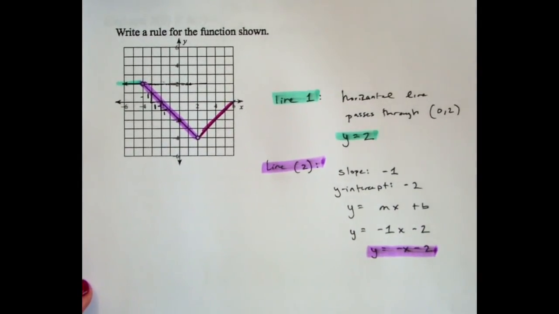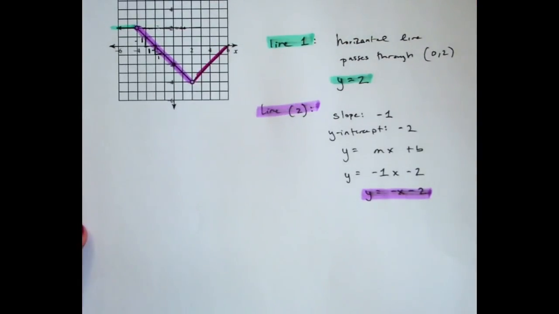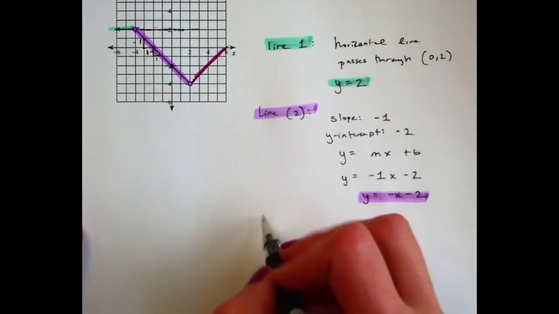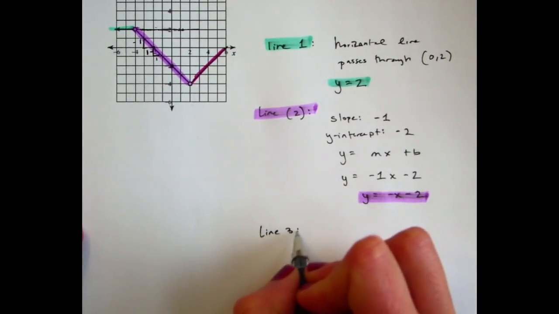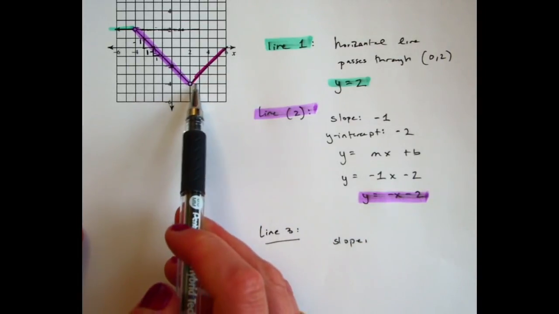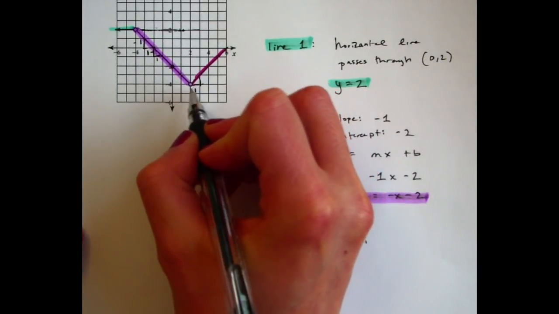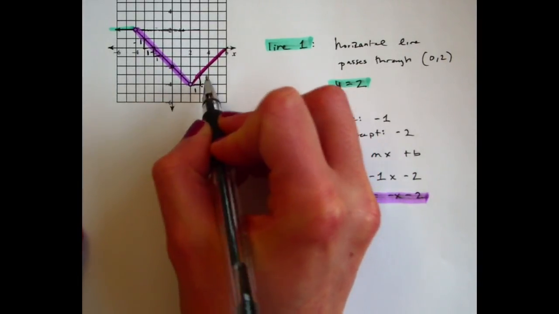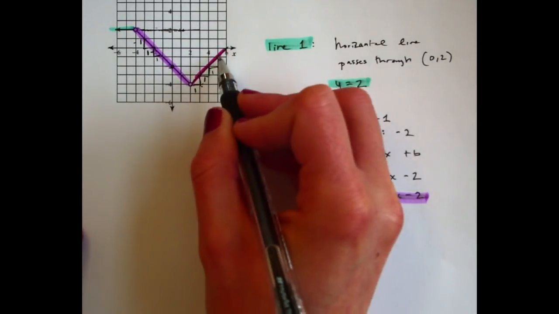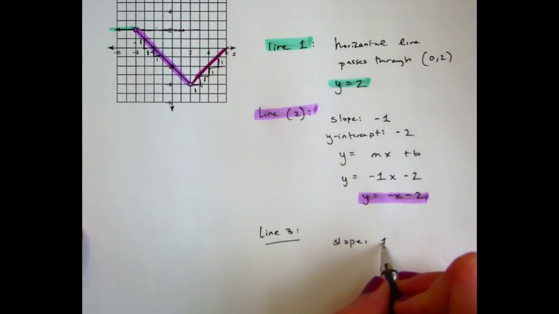Okay, the third line is a positive linear function. It has a positive slope, and that slope looks like it's also going to be 1. So if I choose 2 points, the run is 1, the rise is 1. 1, 1, 1, 1. And it's going up. When you go from left to right, the function is increasing. Therefore, the slope is positive 1.